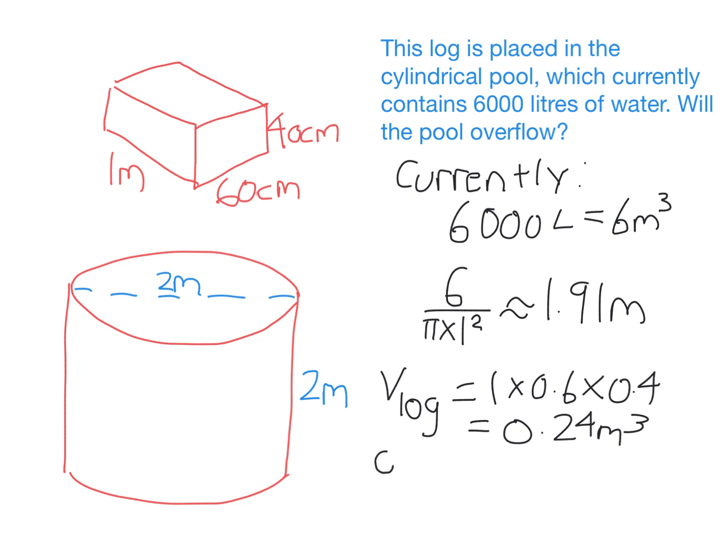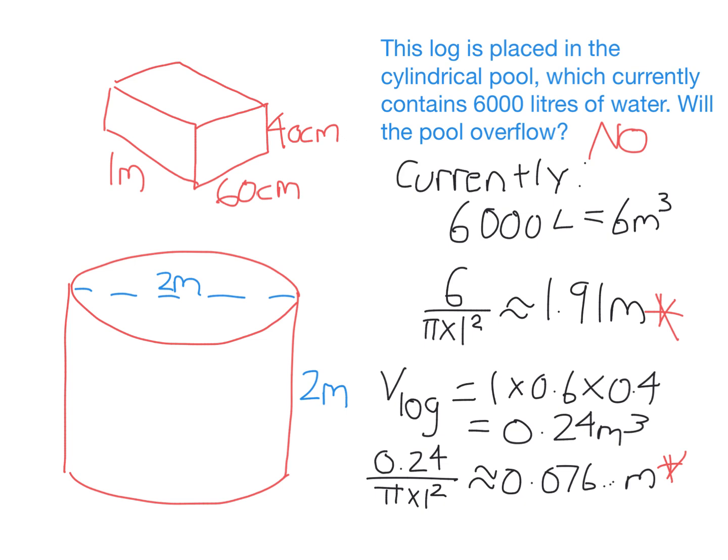Well, we'll just do the same calculation. The volume divided by the area of the base gives you the height. So if we put that on our calculator, we get about 0.076 meters. That's by how much the height will increase. So after the log is placed in, the height will be this plus this. You can see that these two numbers are less than 2 meters, so the answer is no, the pool will not overflow.